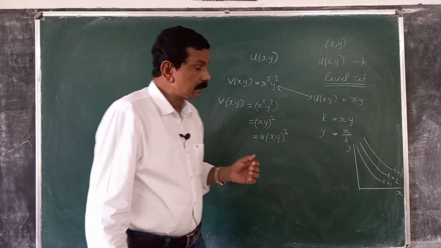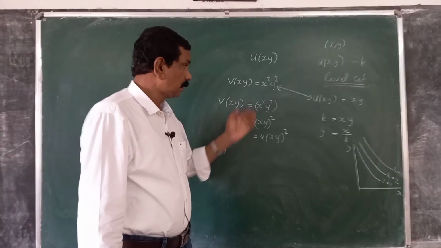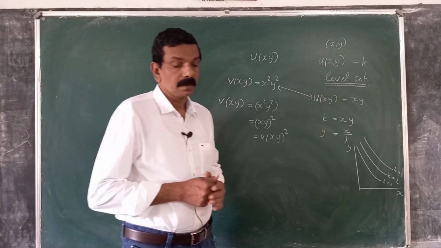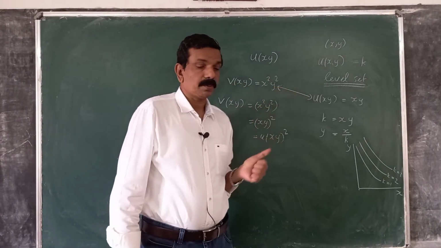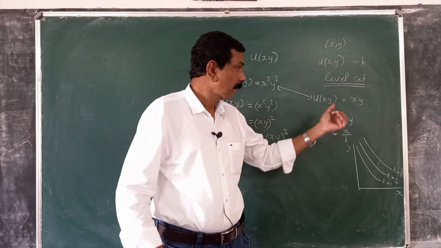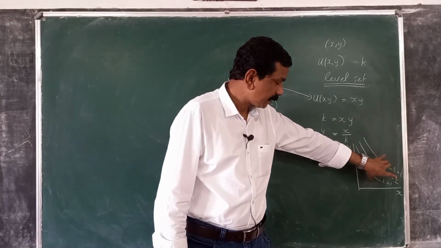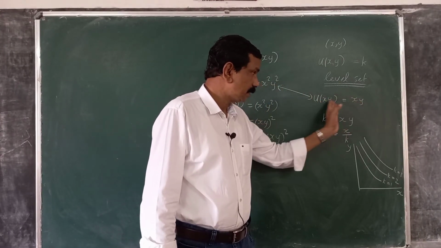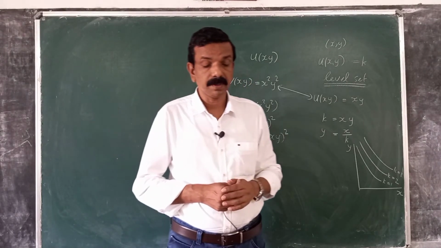So the function V(x,y) equal to x square y square, as it is a monotonic transformation of U(x,y) equal to xy, produces the same shaped indifference curves as U(x,y) equal to xy. So the shape of the indifference curve generated by this utility function will be identical to this one, except that the labeling of indifference curves will be different.